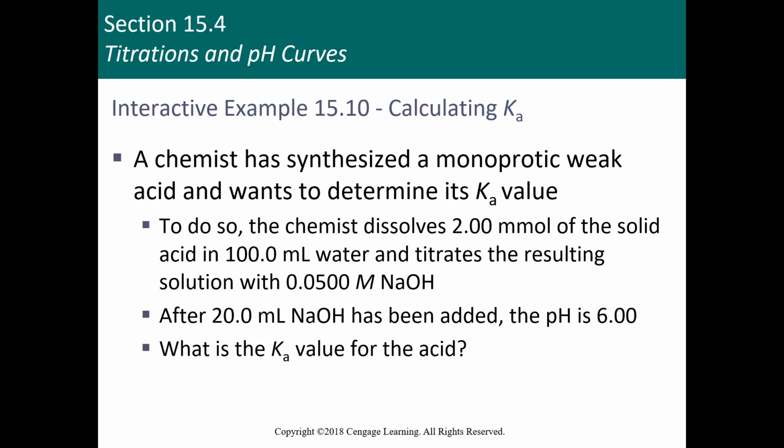So let's do another example here. A chemist has synthesized a monoprotic weak acid and wants to determine its Ka value. To do so, the chemist dissolves 2 millimole of a solid acid in 100 milliliters of water and titrates the resulting solution with 0.05 molar NaOH. After 20 milliliters of NaOH has been added, the pH is 6. What is the Ka value for this acid? So in this case, the easiest way to do this is going to be an ICE problem.